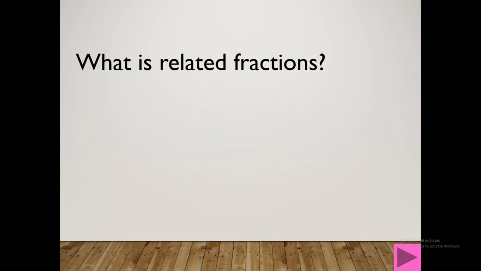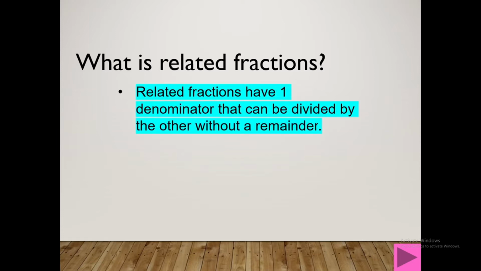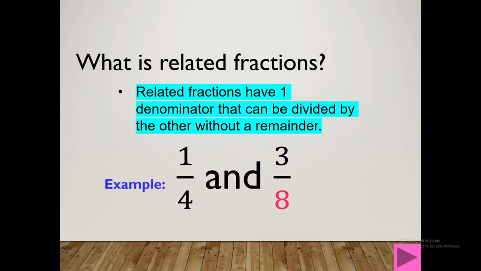What are related fractions? When we say related fractions, it means one denominator can be divided by the other without a remainder. For example, we have 1 over 4 and 3 over 8. 4 and 8 are the denominators of this pair of fractions, and 8 divided by 4 has no remainder, because 8 divided by 4 is equal to 2.